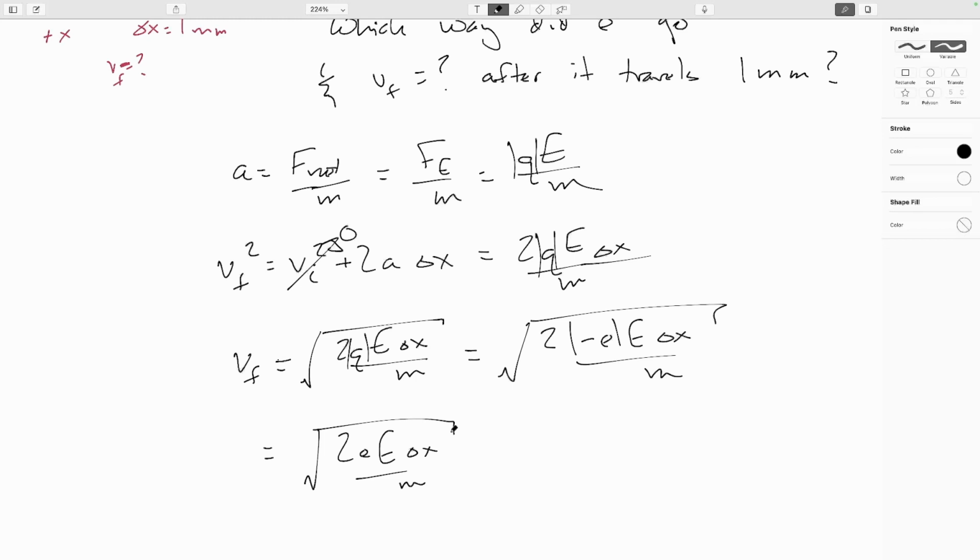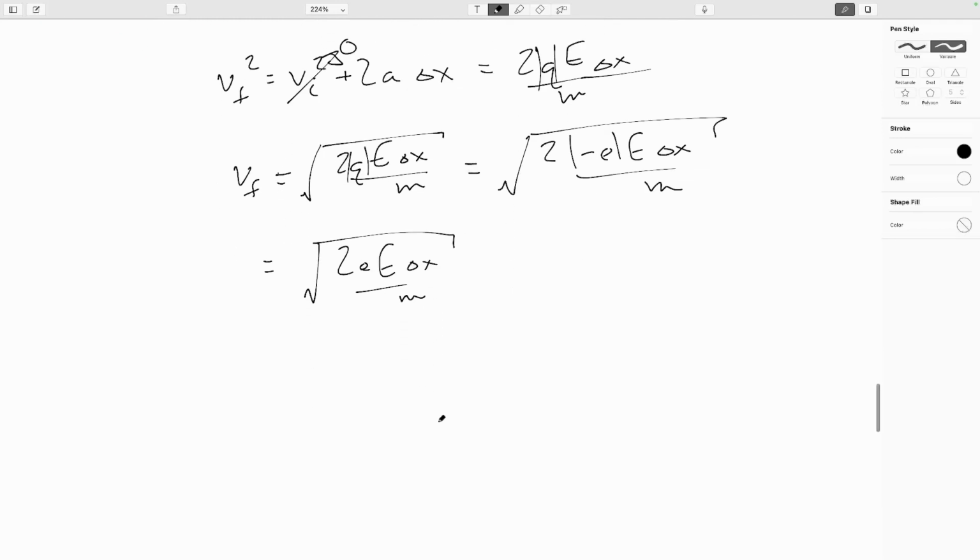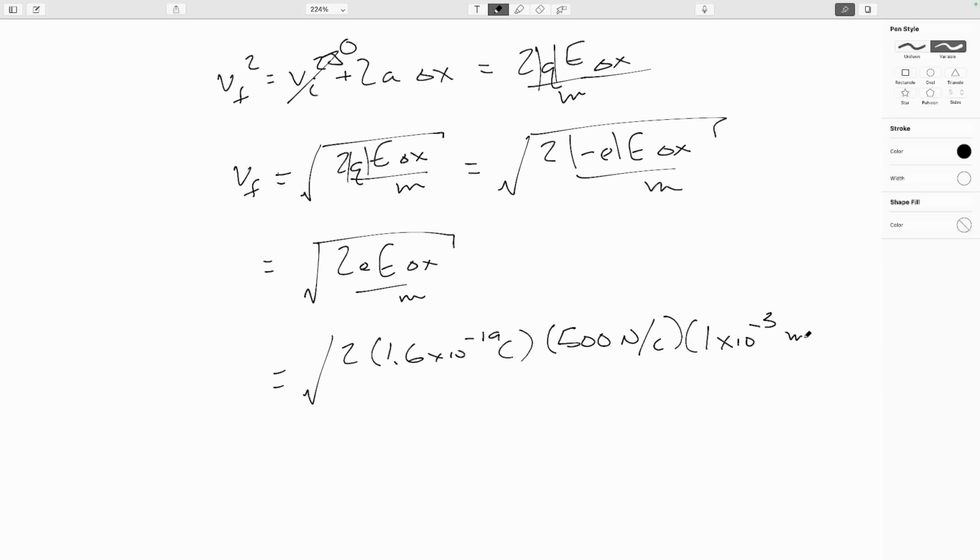And now we're ready to put in the numbers. We get that this will be the square root of 2 times the charge on an electron, 1.6 times 10 to the negative 19 coulombs. Again, the magnitude of the charge, we've already handled the plus and minus signs. Said our electric field strength is 500 newtons per coulomb. And we said that we are traveling 1 millimeter, which is 1 times 10 to the negative 3 meters.